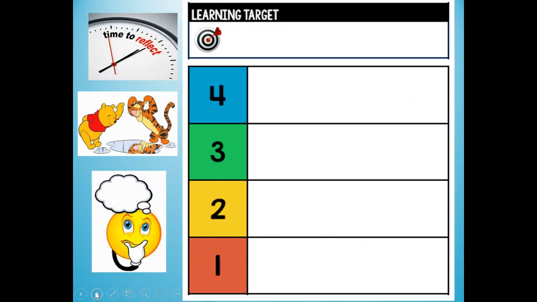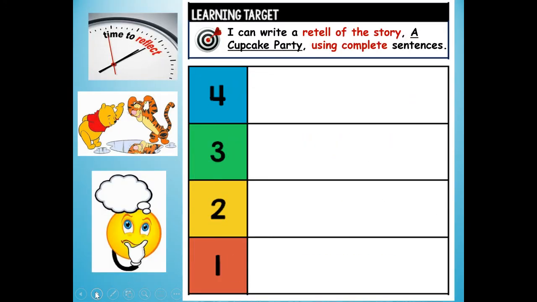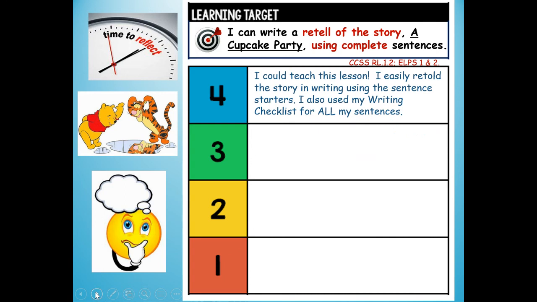All right, how do you think you did with your learning target? I can write a retell of the story A Cupcake Party using complete sentences. On the top of your paper, I want you to write either a 4, I could teach this lesson. I easily retold the story in writing using the sentence starters. I also used my writing checklist for all my sentences.